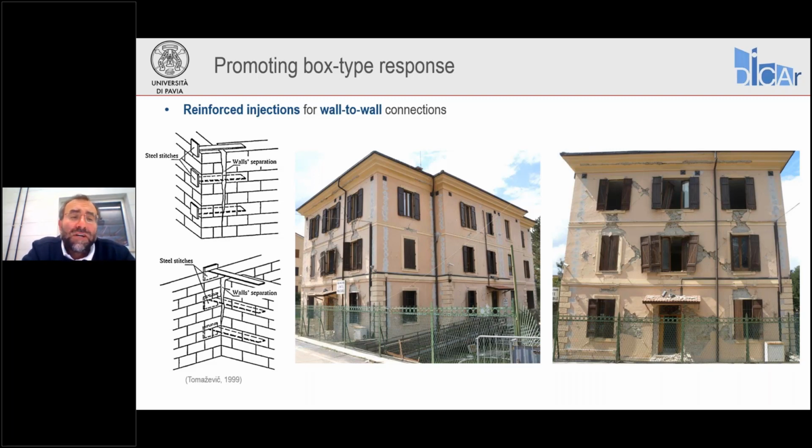It can be provided at corners, it can be provided at interior intersections, and you see these photos were taken again in Amatrice after the 2016 earthquake. This building was heavily damaged. You see on the right-hand side, there is heavy damage in the plane of the building, but this is in-plane damage. And you can notice that we have all these columns of holes at the corners of the building that were patched. Why these patches? Because underneath we have these reinforced injections.